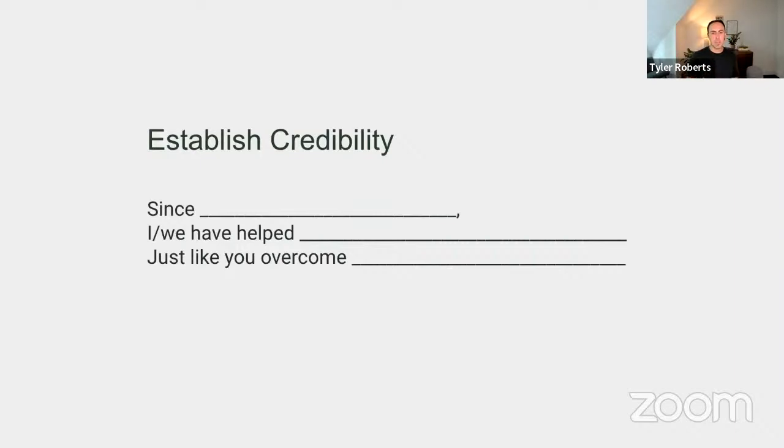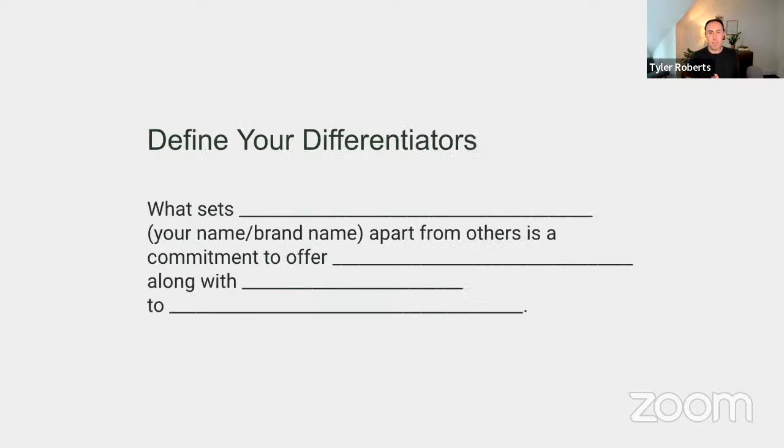Then you want to establish credibility. So for example, you can say something like, since the year 2000, we have helped hundreds of clients just like you overcome car accident injuries. Again, it seems really simple, but if we take these initial steps to build that marketing message, it allows us to be more creative as time goes on. Then define your differentiators. What sets my law firm apart from others is a commitment to offer unparalleled service along with the latest technology to make sure that you're always up to date on your case.